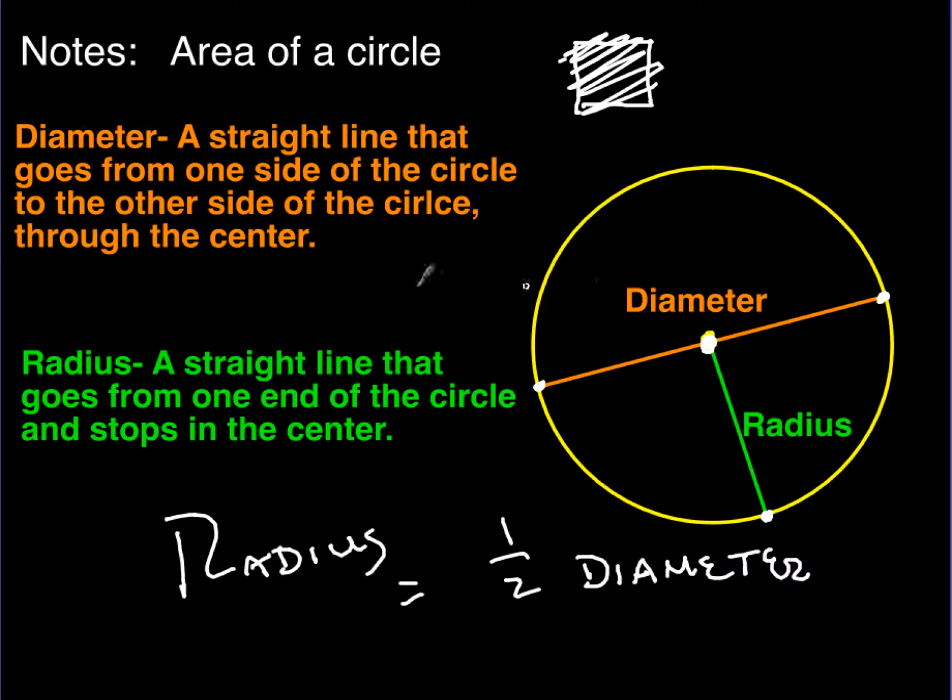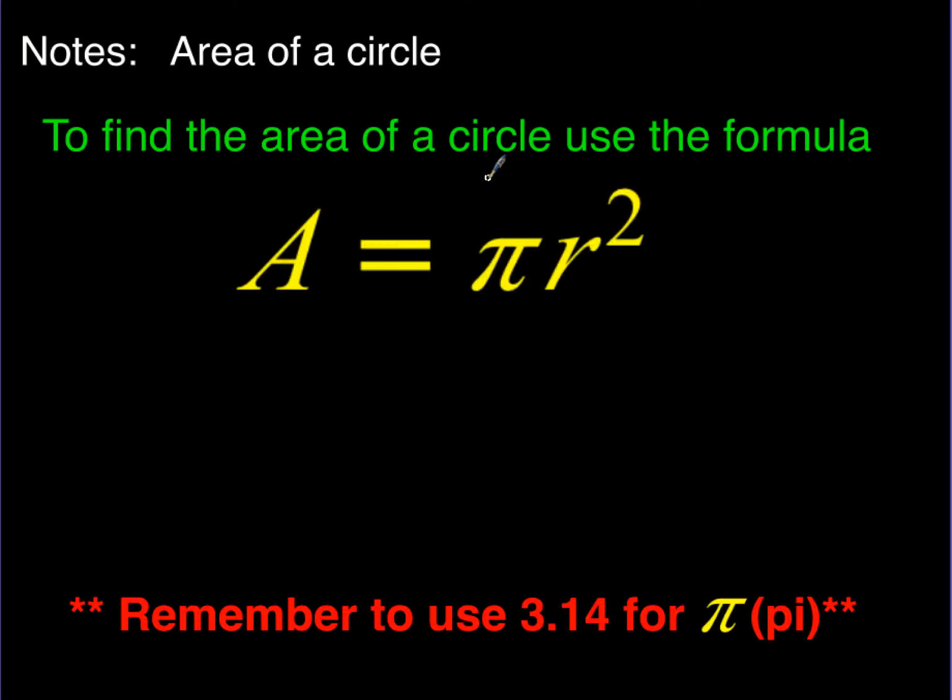The diameter and radius are the two most important pieces of the circle that we need to know, and they're the only pieces that we need to know when we're looking at area. So when we're finding the area of a circle, we have to use a formula. The area, this A right here is for area of a circle, is equal to pi r squared. So the r is the radius.